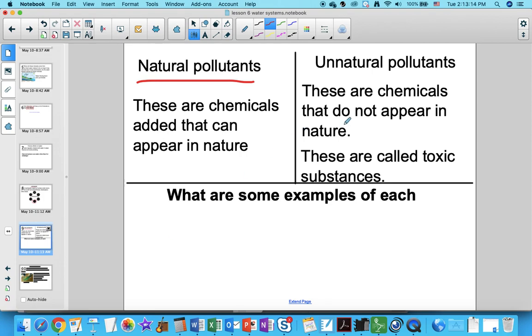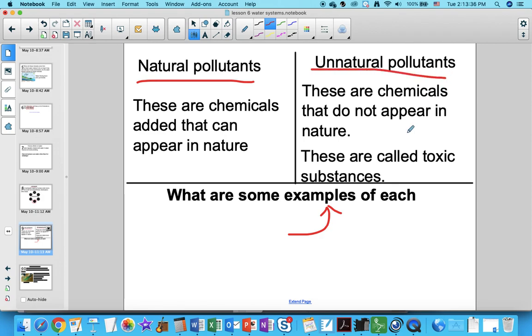Unnatural pollutants are where chemicals that don't normally appear in nature show up in our water. And this can cause toxicity to appear in the water, or toxicity to rise in the water, right? For example, mercury is an example of an unnatural pollutant.